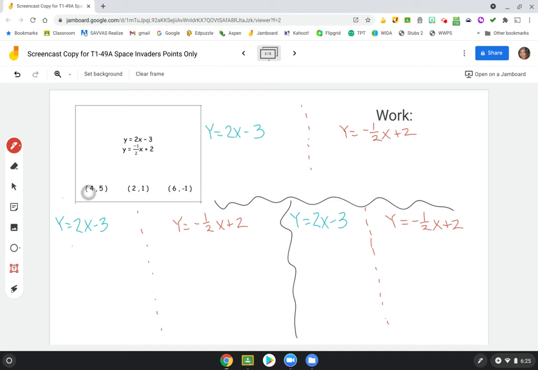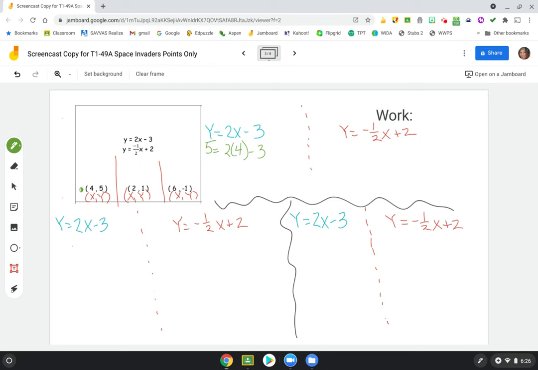Remember, I'm going to substitute the x and y values into both of the equations to see if it makes a true statement. If it makes a true statement in each of the equations, then it's the solution to the system. So I'm going to take the equation y equals 2x minus 3, and substitute 5 in for the y and 4 in for the x from this ordered pair.